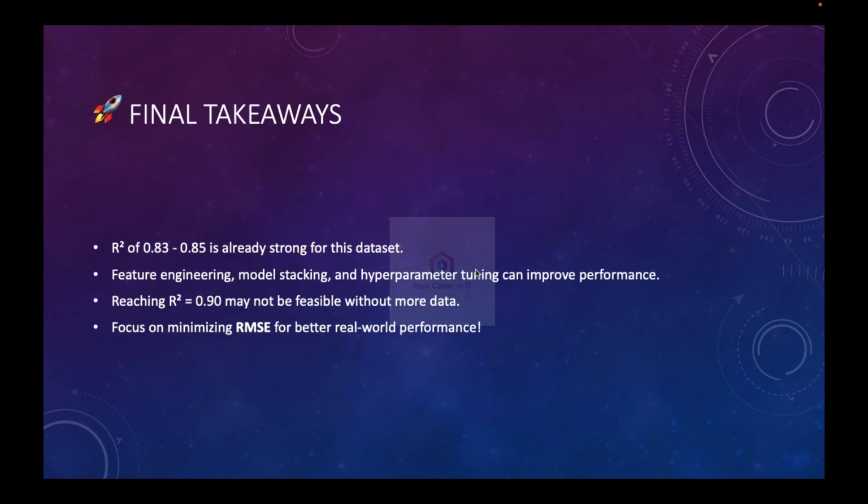So, final takeaways. An R square of 0.83 to 0.85 is already strong for this dataset. Feature engineering, model stacking, and hyperparameter tuning can improve performance. Reaching an R square of 0.9 may not be feasible without more data, so focus on minimizing root mean squared error for better real world performance.